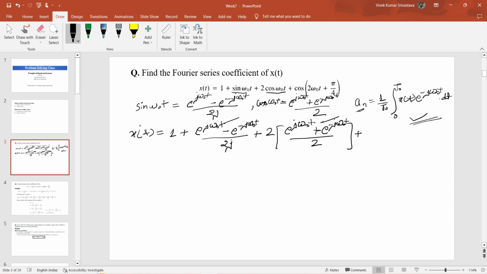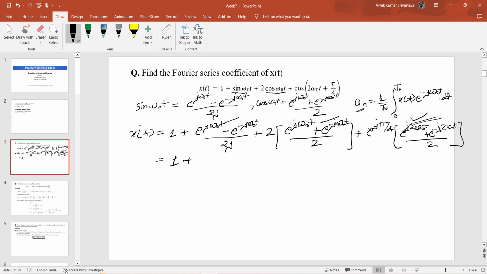This represents the phase term, so we can also represent this as e raised to the power j pi by 4 into cos of 2 omega naught t. So this can be written as e raised to the power j 2 omega naught t plus e raised to the power minus j 2 omega naught t by 2. Now we can rearrange these terms.